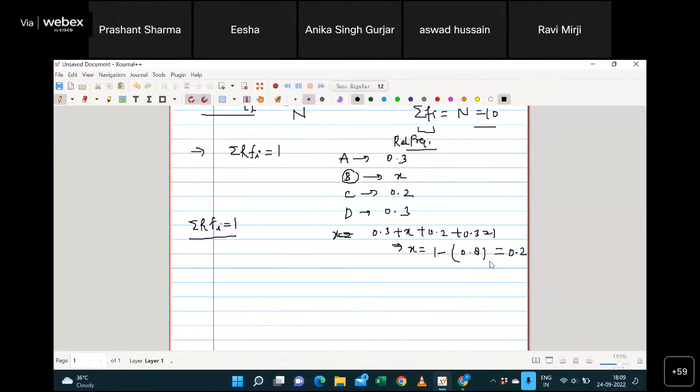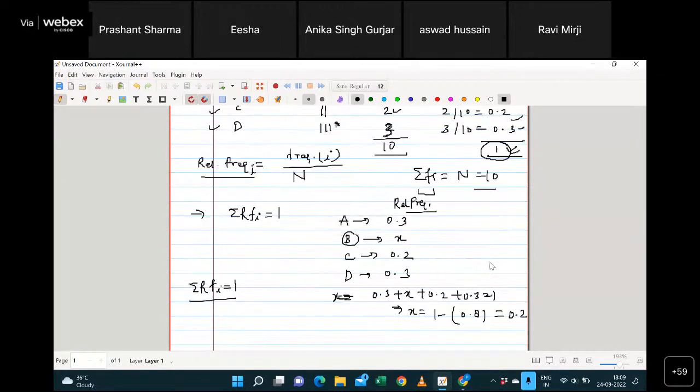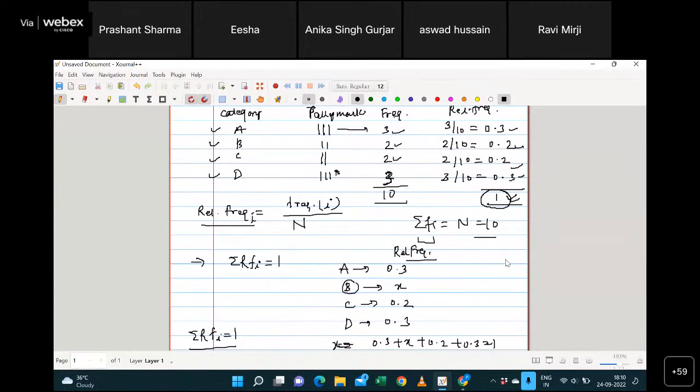Sir, sorry, one more question. Sir, this works only if it's a multiple of 100, no, sir? Suppose instead of this 10, it was 15. Then how to solve it, sir? Again, it will be the sum equal to 1. That is the concept of the relative frequency.